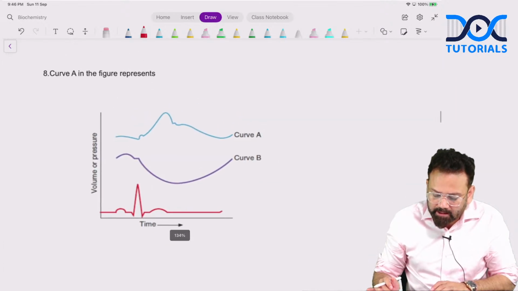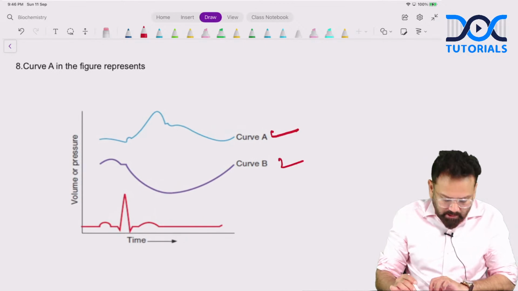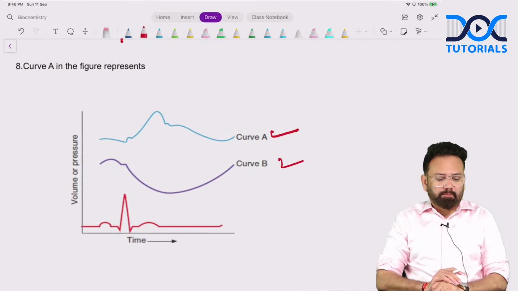Now, curve A in the figure represents what? What is represented by curve A and what is represented by curve B?